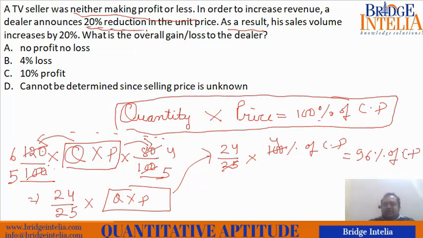So because of his changed strategy, he now manages to recover only 96% of cost price. That means not even 100% of cost price. So his strategy failed. He is suffering a loss. He is not able to recover his 100%. He is recovering only 96%. So 96% means he is suffering a loss of 4%.